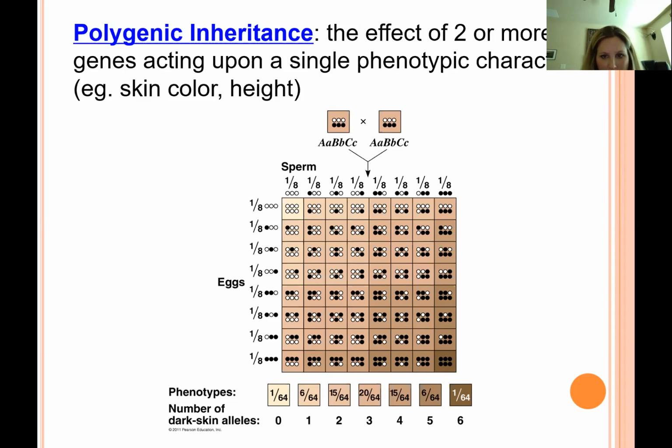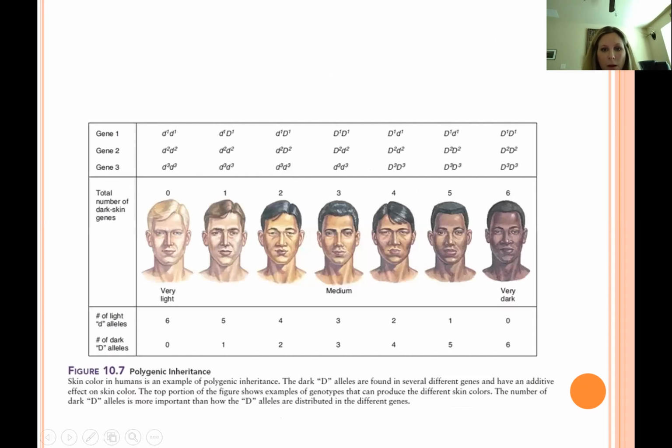Actually, is this showing? This is showing a Punnett square for skin color. If we actually did one, that would be a really big Punnett square, and we're not going to do that. All I'm trying to get you to see here is that there's not just one gene that is going to code for skin color or height. And this just kind of shows you the degrees.